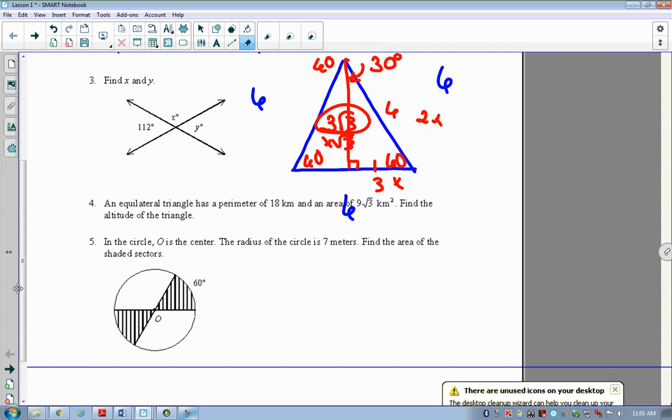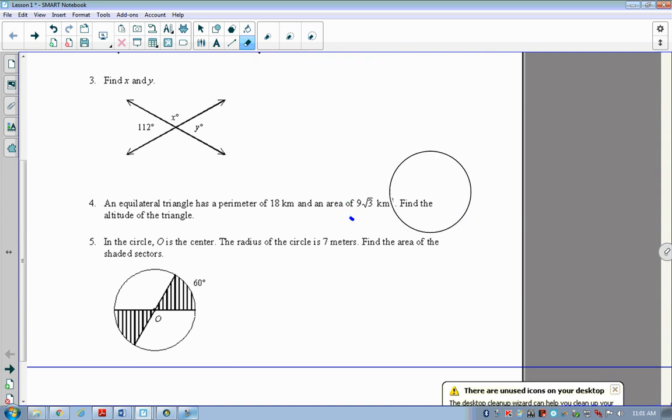Can I erase this, or am I still working on it? Okay.